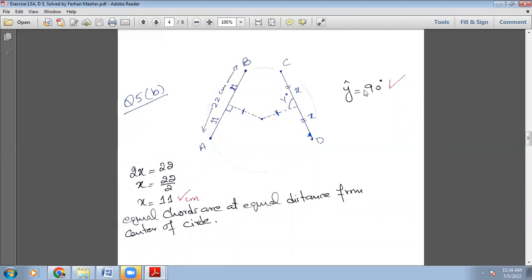And this angle will be 90 degrees, because equal chords are at equal distance from the center of the circle. This angle will be 90 because this is the distance of the chord from the center. This makes a 90 degree angle with the chord. That's why the chord has been bisected. So y value is 90.